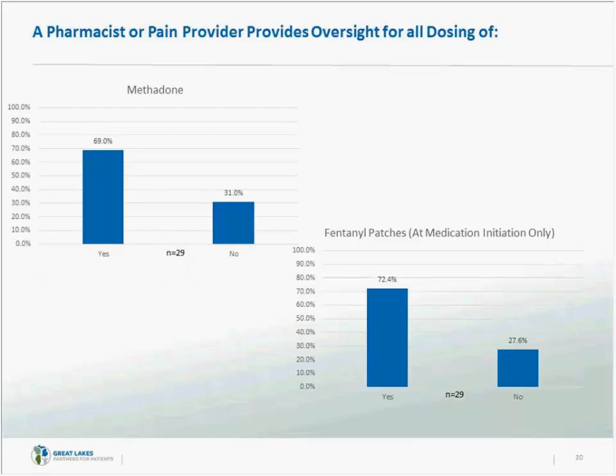So first question: a pharmacist or pain provider provides oversight for all dosing of methadone or fentanyl patches. You can see in our analysis, 69% of hospitals said yes, a pharmacist or pain provider is involved in methadone dosing, but 31% said they were not. Similarly, for fentanyl patches, a pharmacist or pain provider was involved in three-quarters, but not in one-quarter of the prescribing.